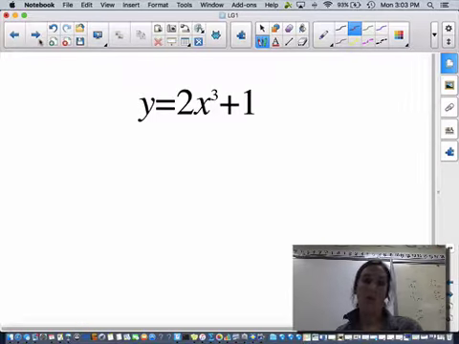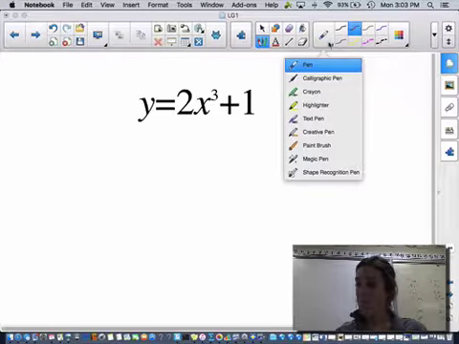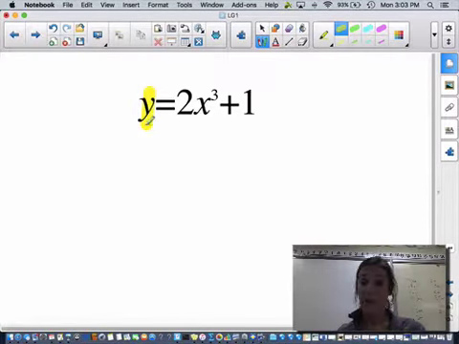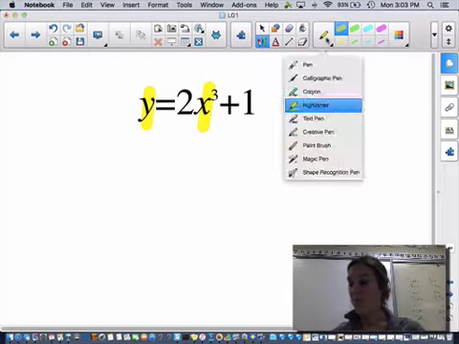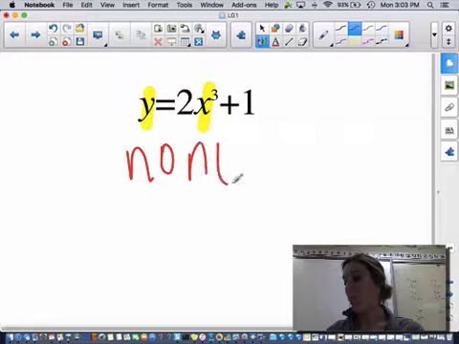All right, so let's go ahead and identify if this is a linear or a non-linear function. The first thing I notice is that my y value has no exponent, it's to the first power. However, my x has an exponent to the third power. I don't even have to try to rearrange it because x has to be to the first power for it to be standard form. So this is non-linear.